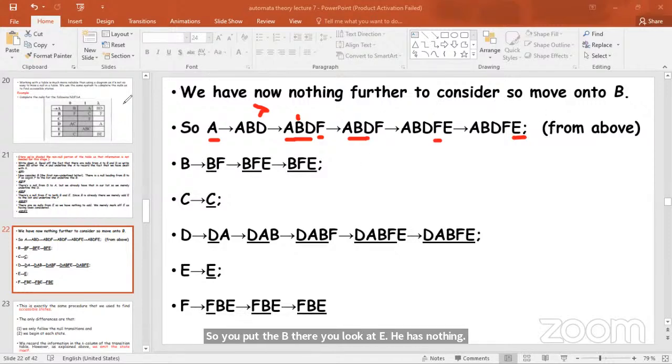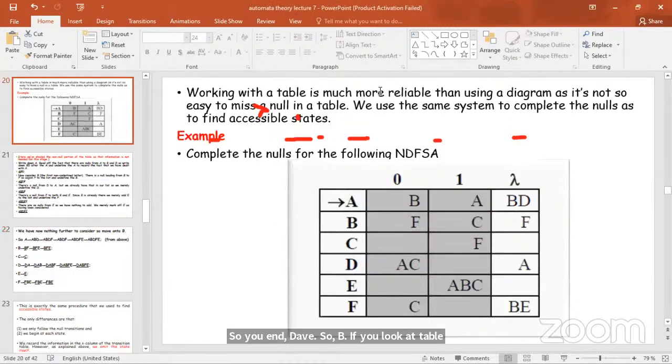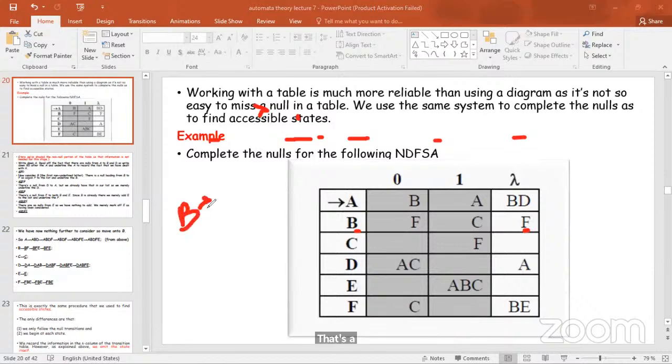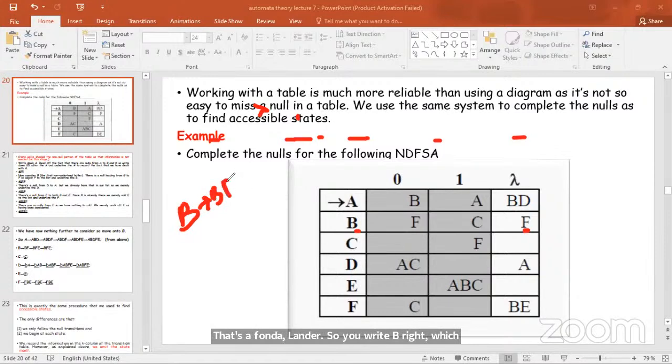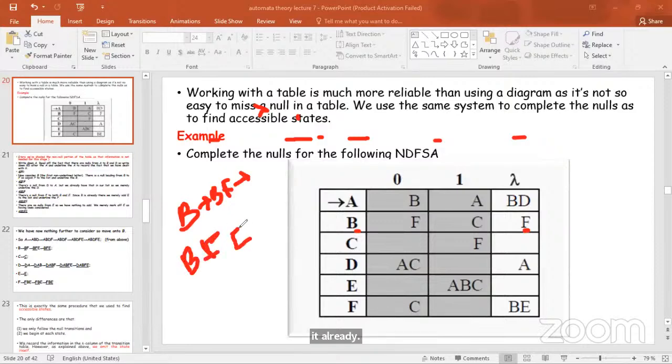So if you look at table B, this is B, right? What does B have under lambda? It has F under lambda. So you write B, which produces BF, right? So here you have processed B. So under F, F has what? BE. Because you have a B already, you have BFE, right? So under E, there's nothing. So you are done with this one too.